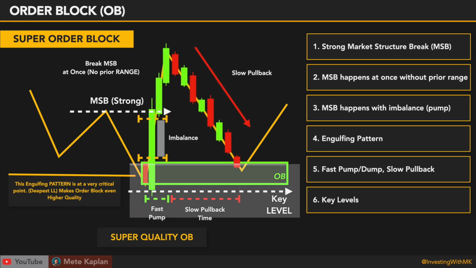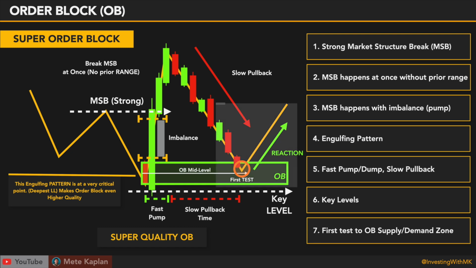6. Key levels are very important, such as support, resistance, day, week, month lows and highs, and volume profile high volume nodes. 7. The first test to the OB zone is usually better and healthier for entries. Okay, let's see the example.